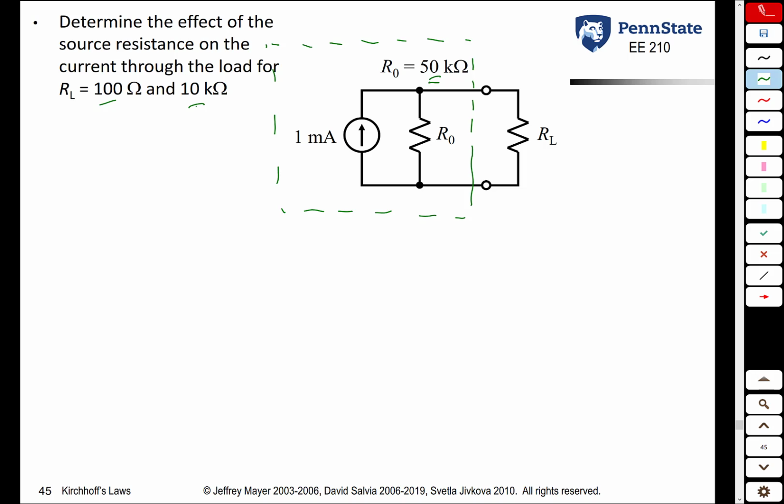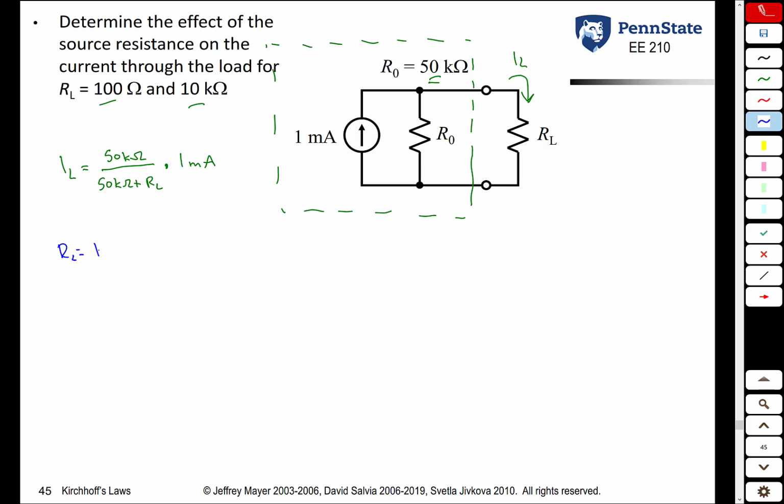So from current division, IL, which is the load current, is what? The current through the second resistor is equal to the other resistance, in this case 50 kiloohms, divided by the sum of the two resistances, 50 kiloohms plus RL, times the current source value, 1 milliamp. So that's the equation from current division.